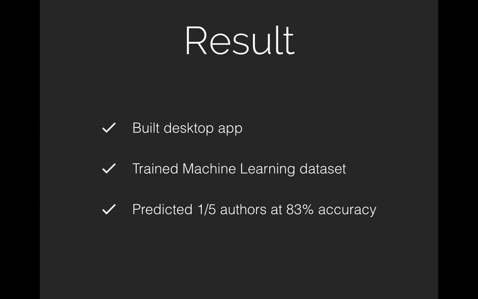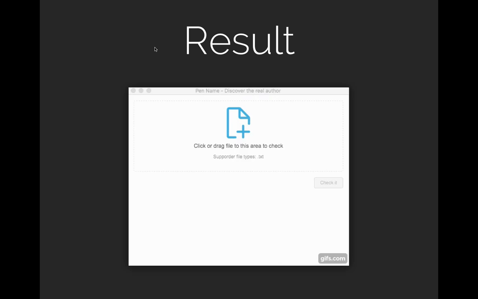As a result, we were able to build a desktop app where you could drop in a text file. It would then run the Python script, and it was able to predict with an 83% accuracy whether a document belonged to one of 5 authors. And this is what it looks like.